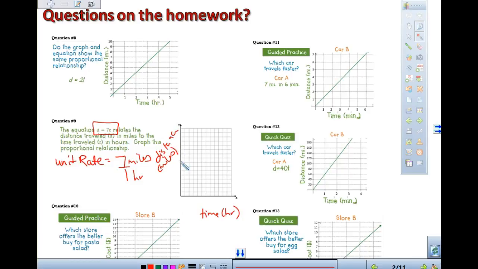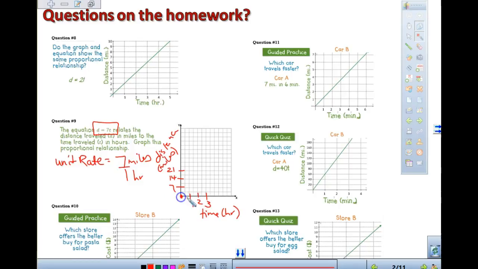I might not go by 7. Maybe I go with 2 blocks up is going to be 7, and then I'm going to have 14, and then I'm going to have 21. You can set your scale, but the key thing is that if I'm setting my time, I might even skip a line here and put 1. If you didn't, that's okay.